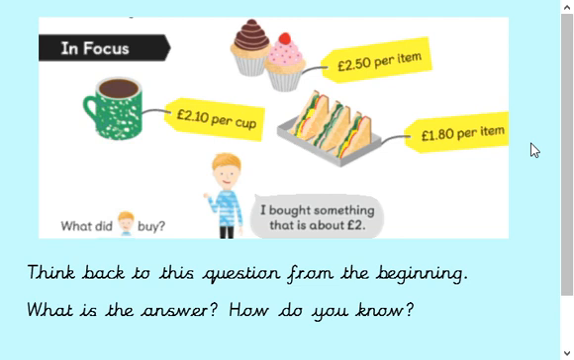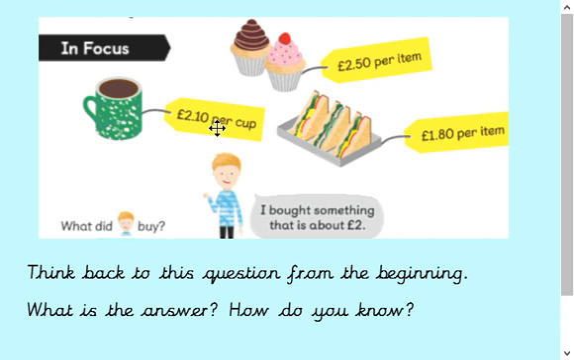Okay, hopefully that all went okay for you. In terms of our plenary, if we go back to the beginning, our in focus task, we had 3 items. One was £2.10, one was £2.50, and one was £1.80. The chap here said, I bought something that is about £2. So our job would be to think about which one is closest to £2. Would it be £2.10, £2.50, or £1.80?